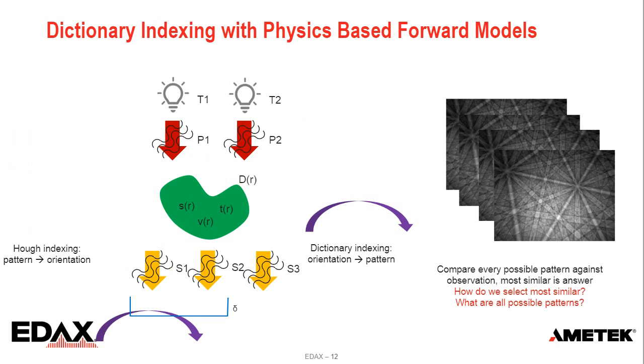So now that we have these patterns, how do you actually use them to index a scan? For normal Hough indexing, you have a pattern from the detector, and you are using it to try to back out the orientation. The forward model lets us go the other direction. And to determine the orientation, we just compare against all possible patterns and pick the best match. So then the question is, how do we pick the best match, and what is the set of all possible patterns?